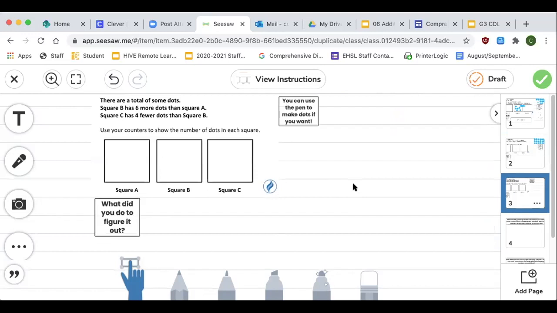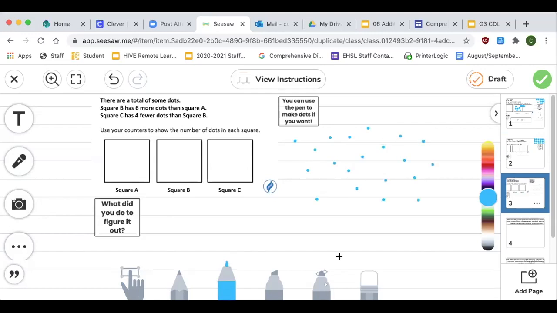Problem C. It doesn't give you the dots, but what it says is you can use the pen and make your own dots. I'm just making dots right now. I haven't counted them. You're going to count them, and you're going to make sure that whatever dots you draw solves your problem.